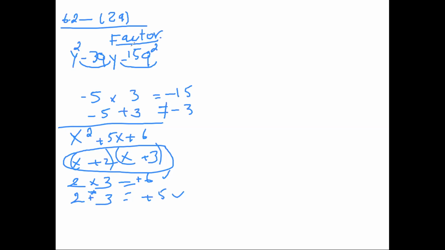Again, the numbers must multiply to negative 15 and add up or subtract to negative 3. Just like here, 2 times 3 is 6 and 2 plus 3 is 5. Here, there's no way you can get negative 15 and negative 3. If this was negative 2, it would be good, but it will not work with negative 3. So if you can't find those numbers, you basically say it's prime, can't factor. That's basically the answer here.